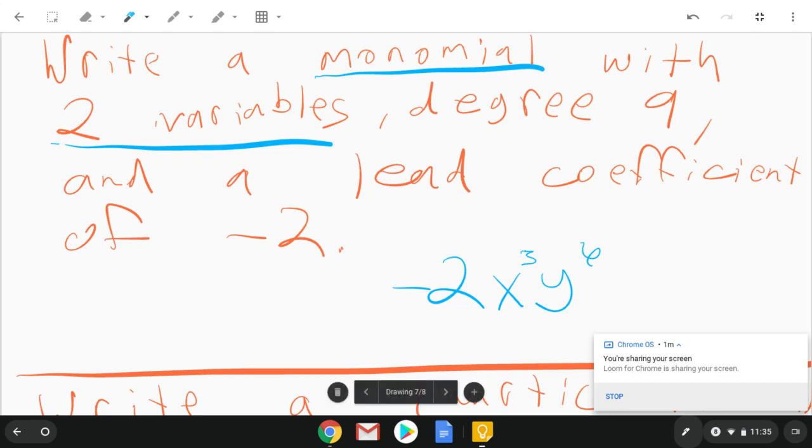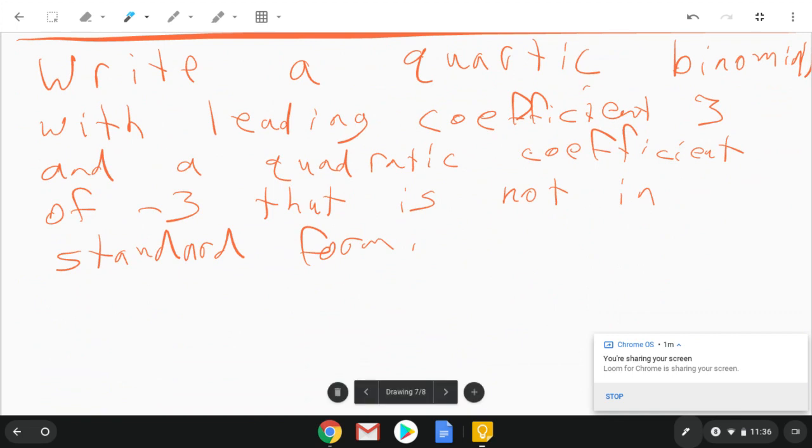All right. And the second one, we're asked to write a quartic binomial with a leading coefficient of 3 and that it has a quadratic coefficient of -3 and that it is not in standard form. Okay, so it's a binomial, means that it's only going to have two terms. And see, the leading coefficient is a 3, and the quadratic coefficient is -3. And it is not in standard form.